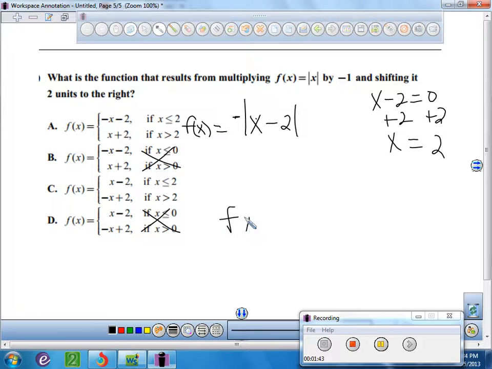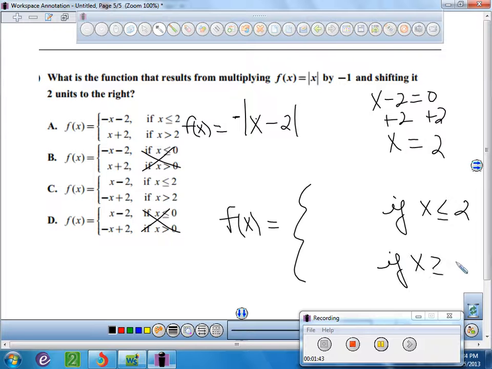So we're going to write our function in piecewise form. Okay, and we're going to say if x is less than or equal to 2, and if x is greater than, not equal to, sorry, as greater than 2 for that part. Alright, so let's see what happens. So the first thing we're going to do is say, well, let's just keep everything the same. Okay, now the difference is we got this negative. So we'll have negative x minus 2, distribute the negative, so we get negative x plus 2. Okay, so we'll have negative x plus 2.